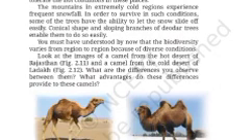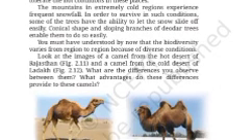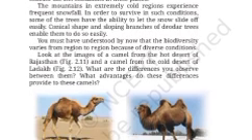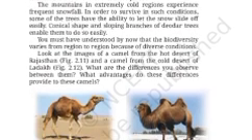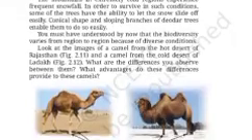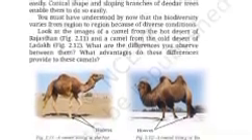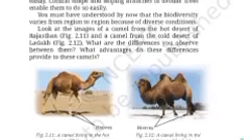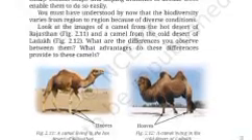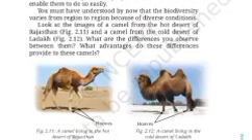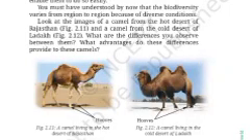The mountains in extremely cold regions experience frequent snowfall. In order to survive in such conditions, some of the trees have the ability to let the snow slide off easily. The conical shape and sloping branches of deodar trees enable them to do so easily. You must have understood by now that biodiversity varies from region to region because of diverse conditions.